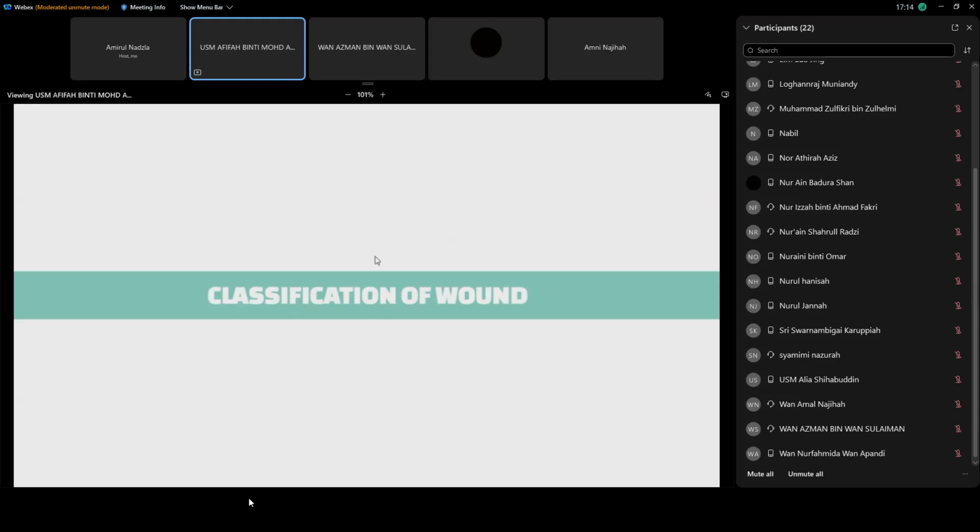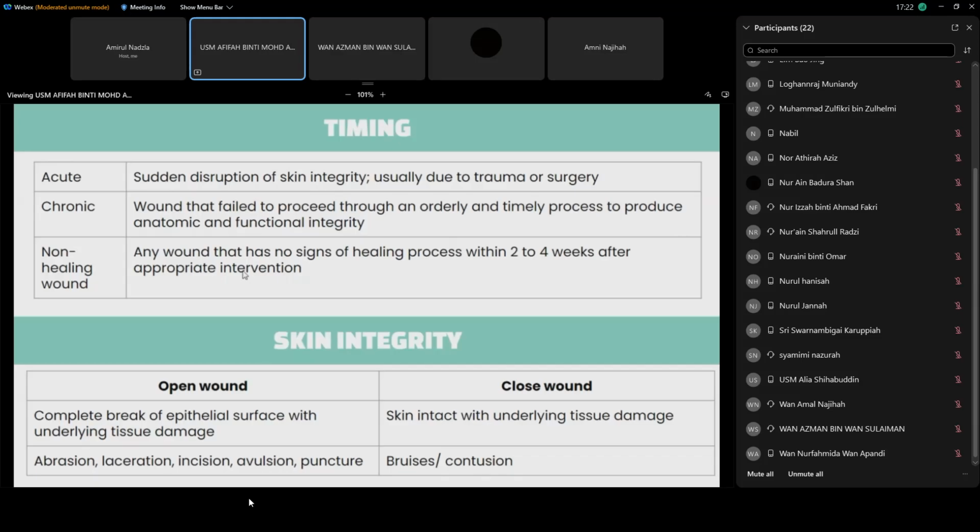Wound classification does not have a really specific classification. However, wounds can be classified into different types. First, it can include timing, which can be comprised of acute, chronic, and also non-healing wound. An acute wound is defined as a sudden disruption of skin integrity and is usually due to trauma or surgery. A chronic wound is a wound that failed to proceed through an orderly and timely process to produce anatomic and functional integrity. And then a non-healing wound is a wound that has no signs of healing process within 2 to 4 weeks after appropriate intervention.